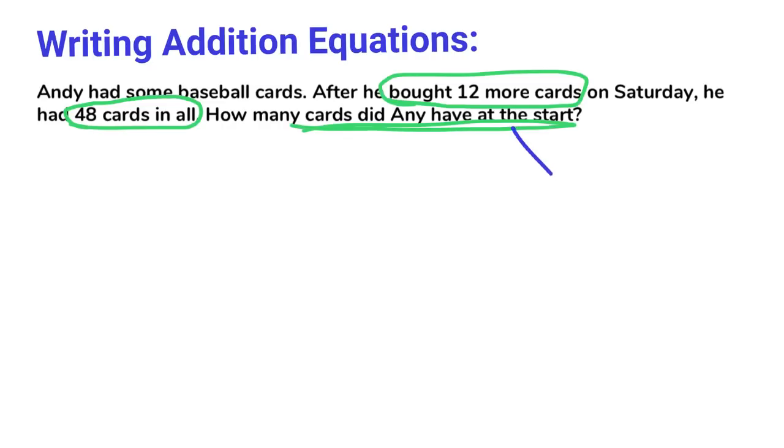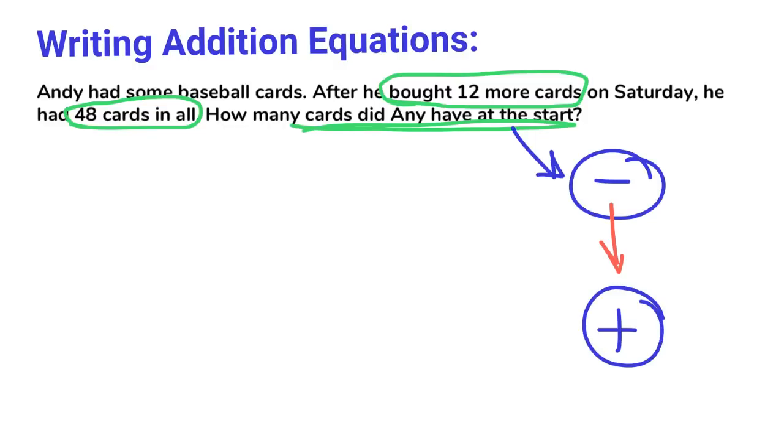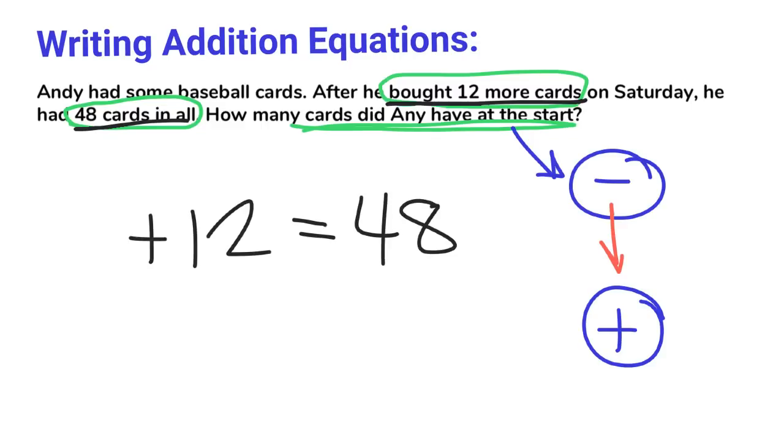So again, I would automatically think of a subtraction problem to help me figure out how many cards he had at the start, but I need to do the opposite of that. So I would need to add or write an addition equation. If I take a look at my wording, I see he bought 12 more cards. If I'm buying 12 more cards, that means I'm adding 12 to my collection, and it tells me now that he has 48 cards in all, so I know my equation will be equal to 48.